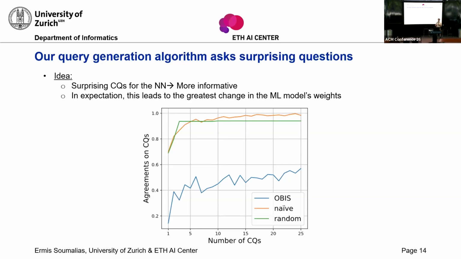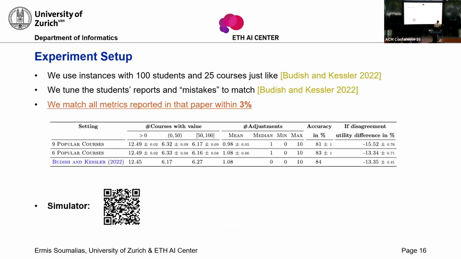Intuitively, those comparison queries are more surprising for the network, which means that they are more informative. Formally, we can prove that on expectation, they lead to the largest change in the machine learning model's weight.